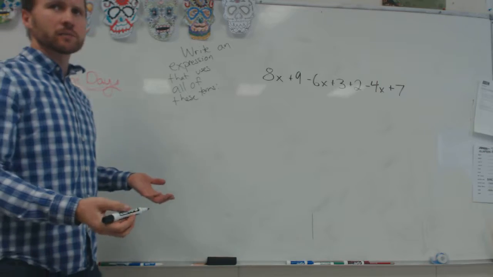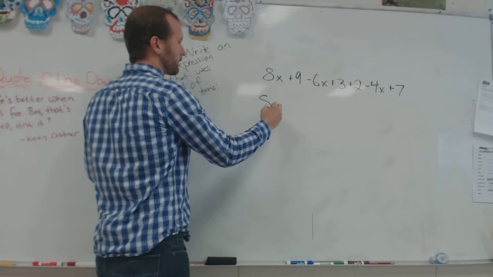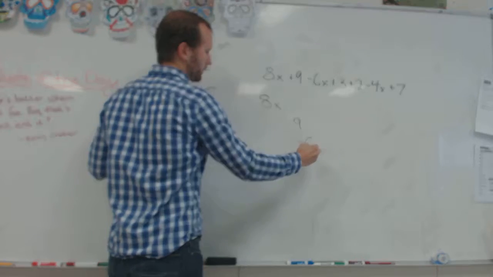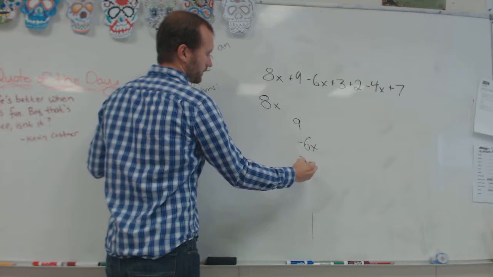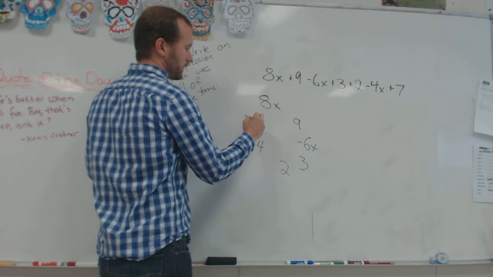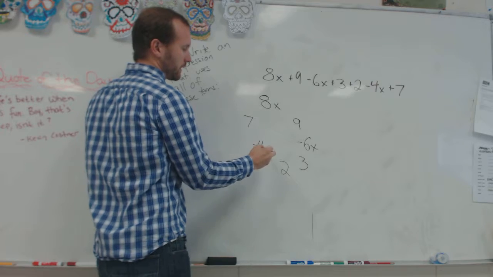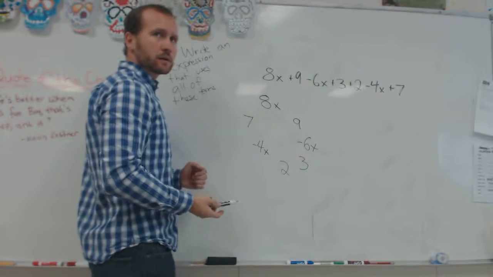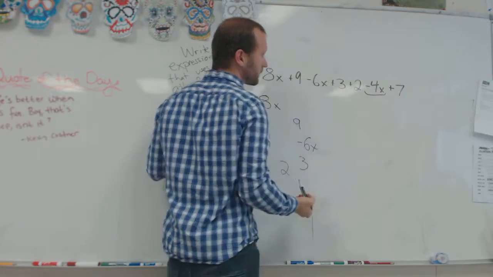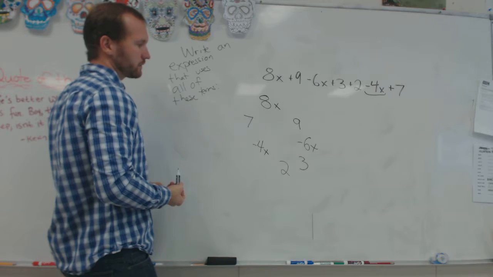All right, what are the terms that we have in this expression? Go ahead and list them. 8x. 9. Negative 6x. 3. 2. Negative 4, 7, and 8. Wait, no, we got it. 7. So I heard someone say negative 4. Is that one of the terms here? Negative 4x. Yeah. So we have to include this entire thing. Right? That entire thing is our term.